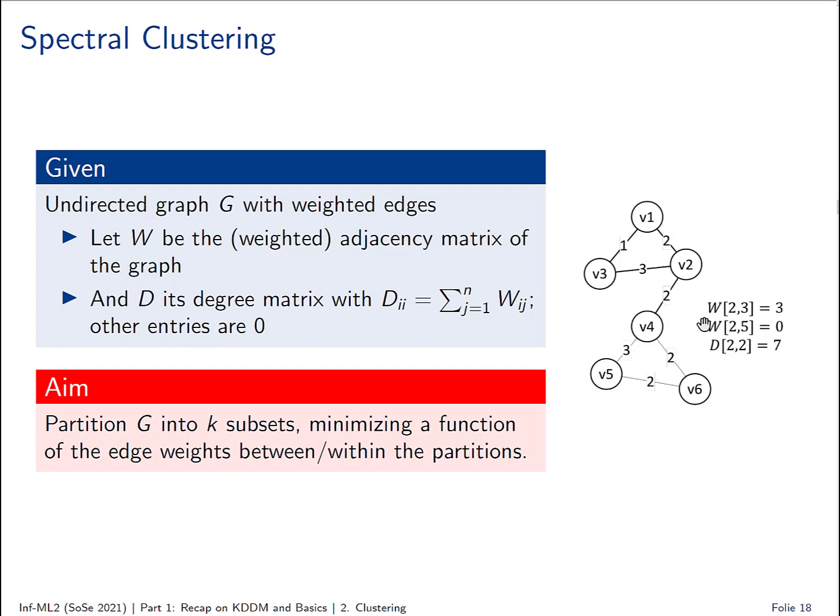So here you see an example. For example, the weight of the edge between 2 and 3 is 3. So we have vertex 2, vertex 3, and the weight here is 3.